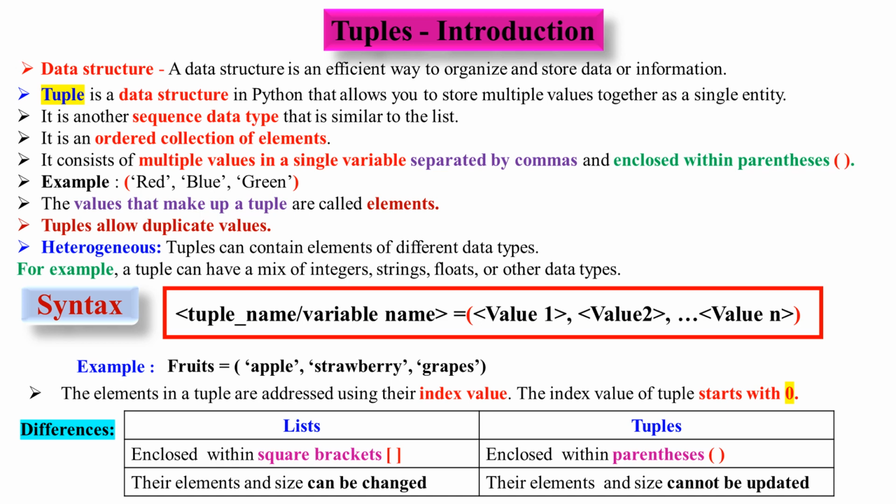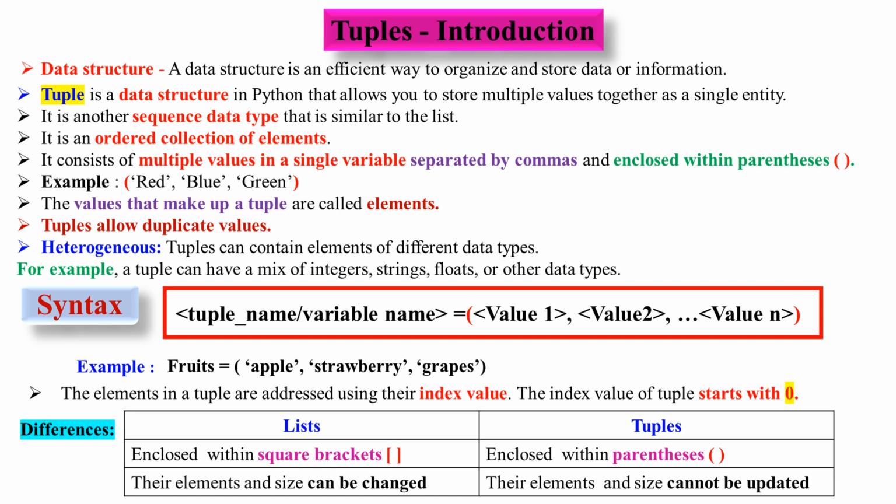Tuples allow duplicate values. Tuples are heterogeneous, that means tuples can contain elements of different data types. For example, a tuple can have a mix of integers, strings, floats, or other data types. The syntax of tuple is tuple_name or variable name equals open parentheses, value 1, value 2, up to value n, close parentheses. For example, fruits = (apple, strawberry, grapes). In this example, we have a tuple named fruits, with 3 elements, as apple, strawberry and grapes.